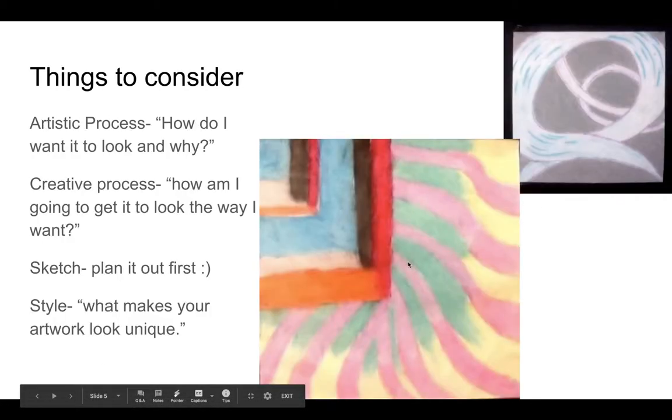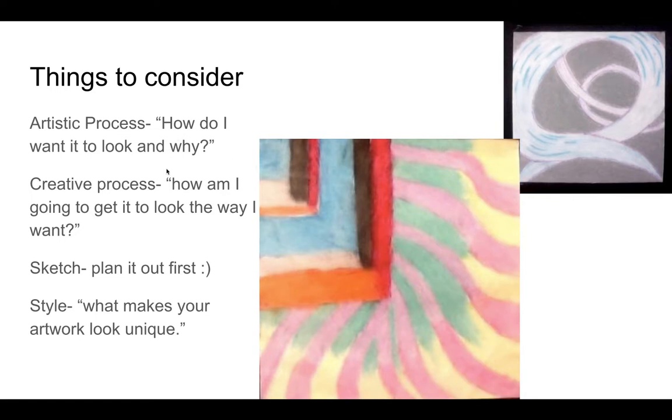So here we have a few examples, and we're going to talk about a few things that you might need to consider before you get started. The first thing is the artistic process. That's basically, how do I want it to look and why? Do you want it to look wavy? Do you want it to look like a spiral? Do you want it to look boxy? How do you want it to look?